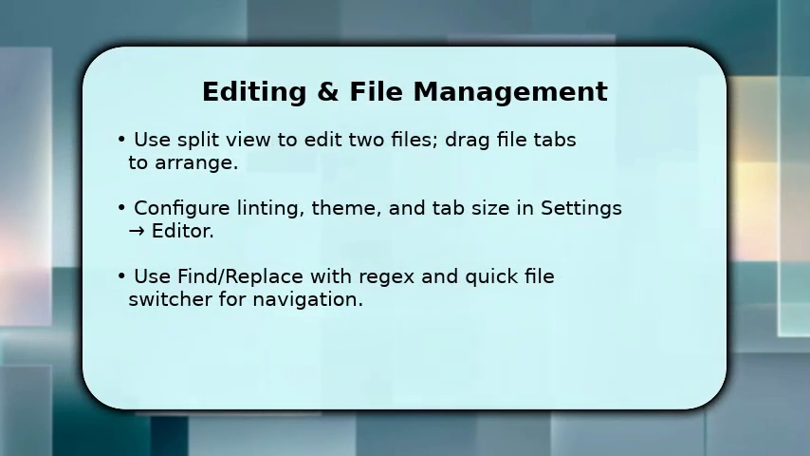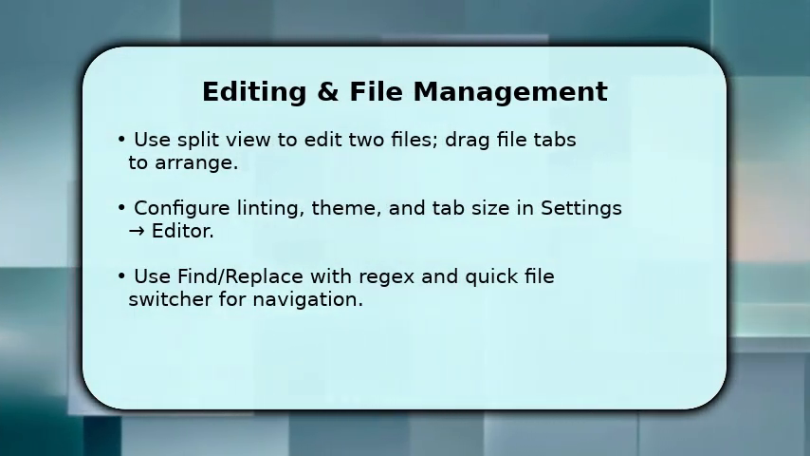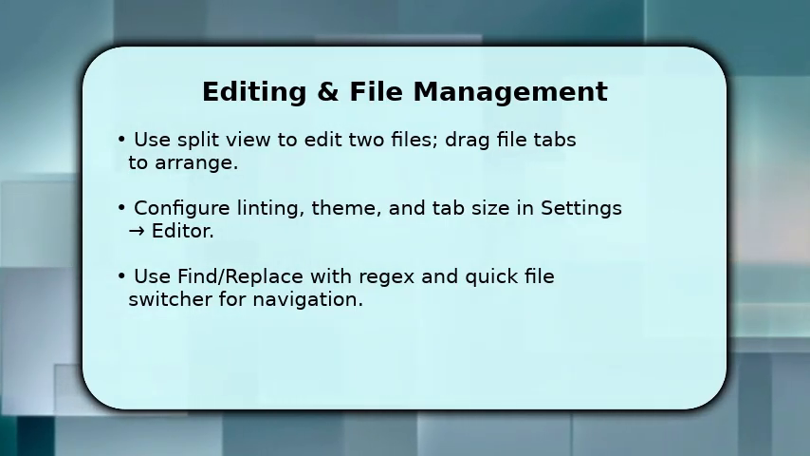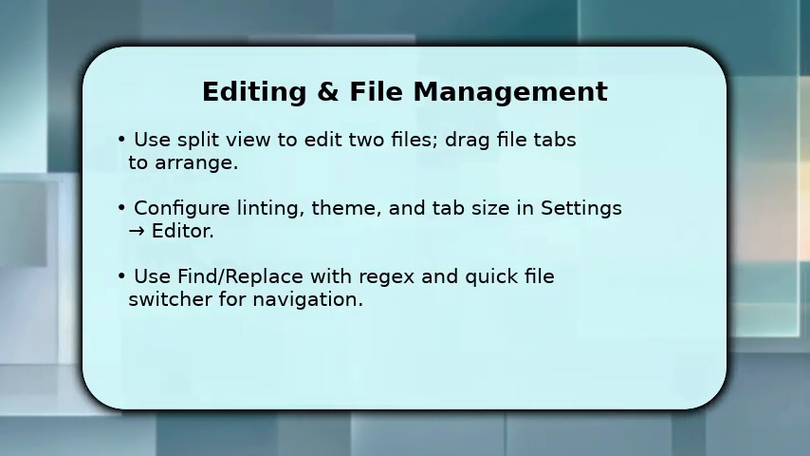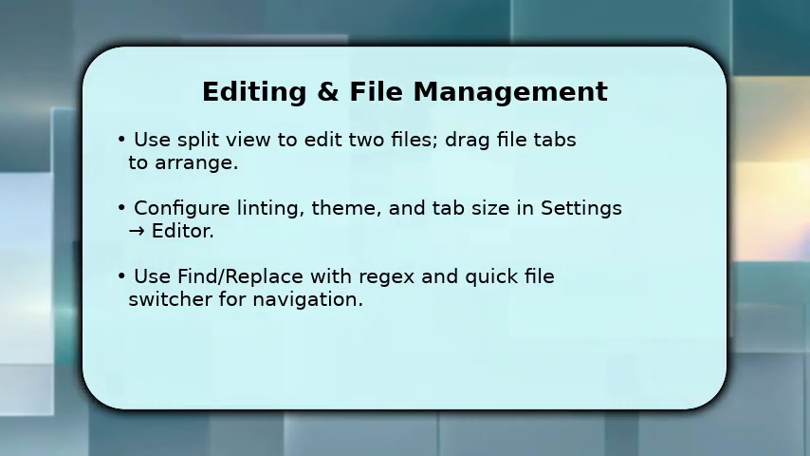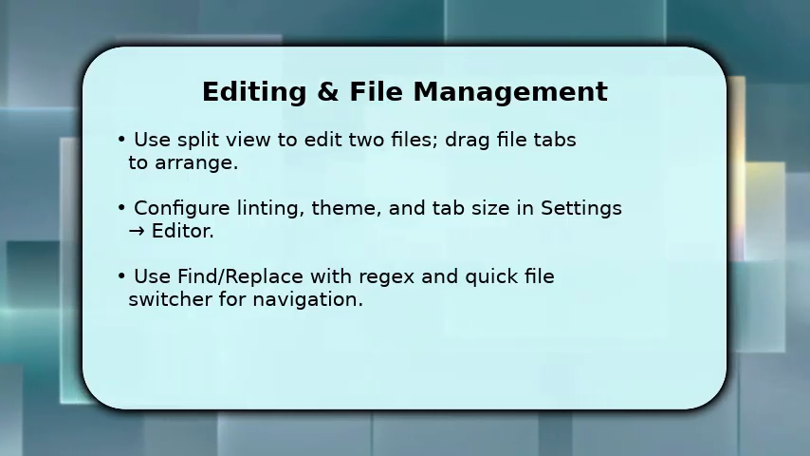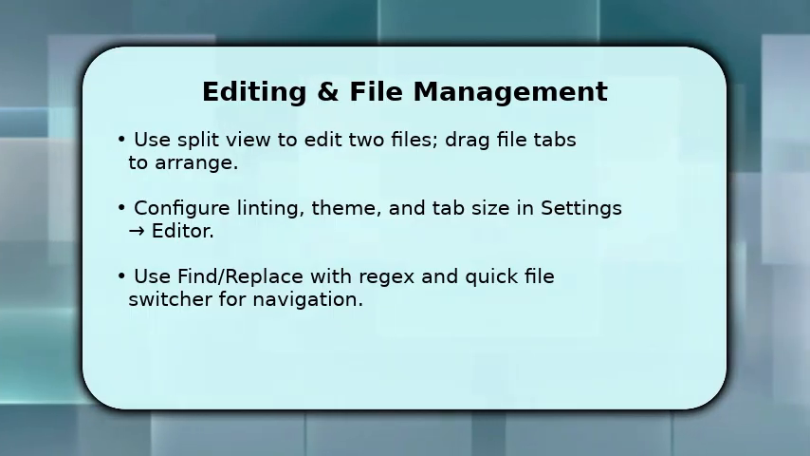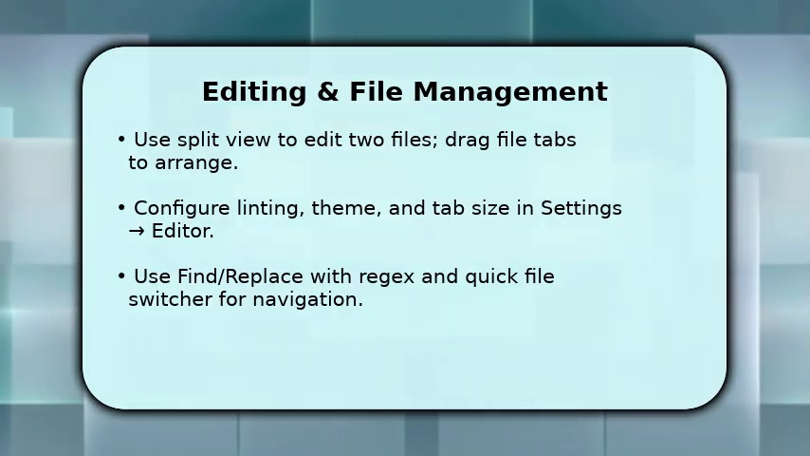Now focus on efficient editing. Open a file and enable split view to compare HTML and CSS side by side, then drag tabs to reorganize workspace. Next, go to Settings and adjust Theme, tab size, and enable linting for your language so Koder flags syntax issues as you type. Use the file switcher to jump between files and run find/replace with regex for bulk edits. These steps reduce context switching and help you maintain consistent formatting across the project.